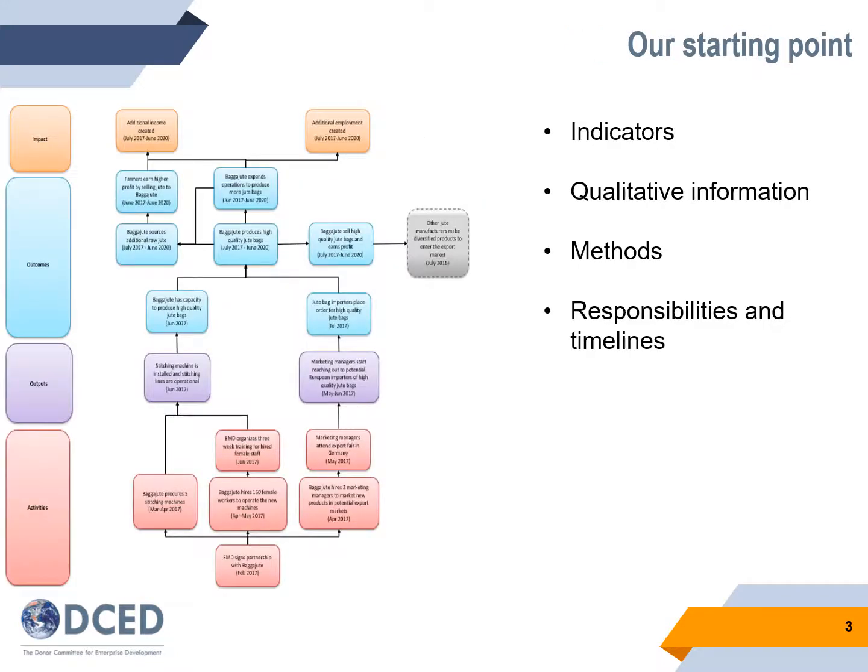The DCED standard requires you to set an indicator for every box in the results chain. This will specify exactly what data you need to collect to measure each step. You can't just collect quantitative numbers, you also need to collect qualitative information, because this can help you tell the story of how the changes you're observing are happening and why they're happening. You need to say exactly how you will collect this data, what methods you'll use, and also who is responsible, when they will do it, and so on.